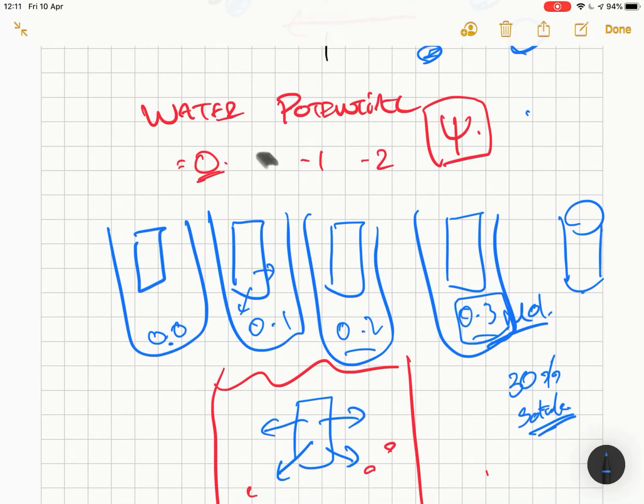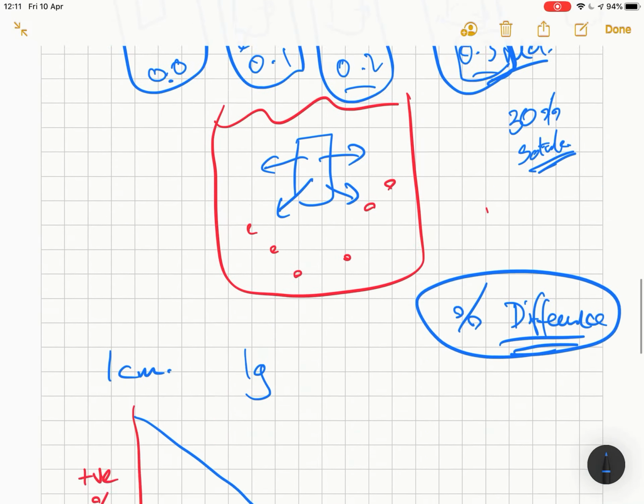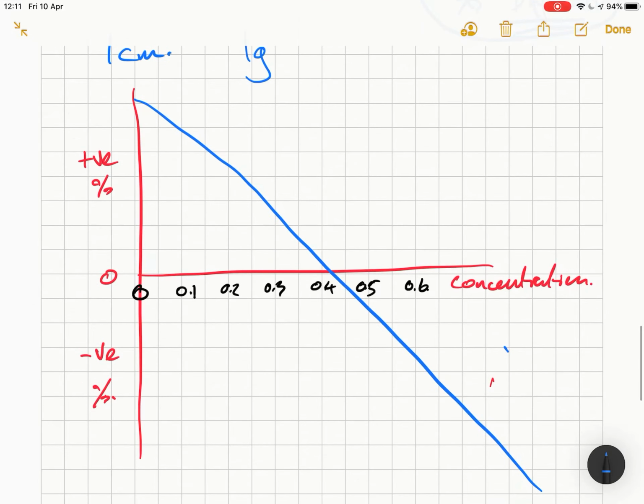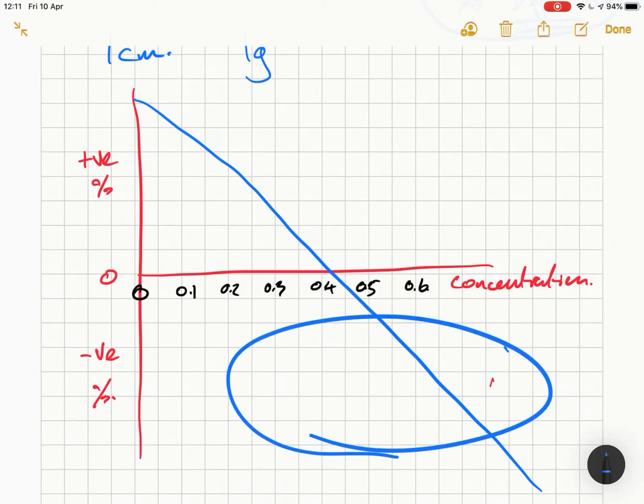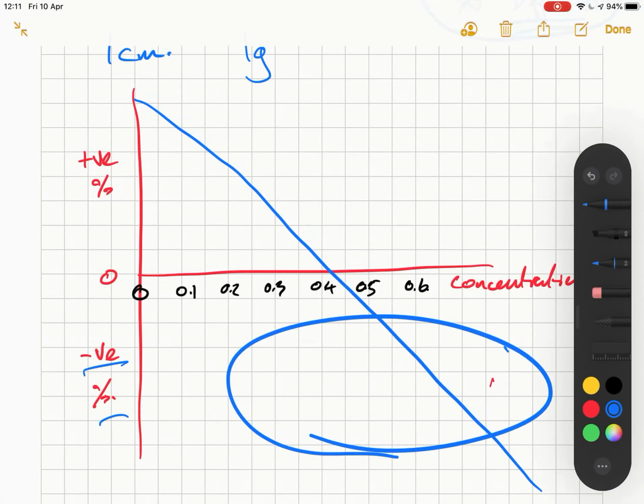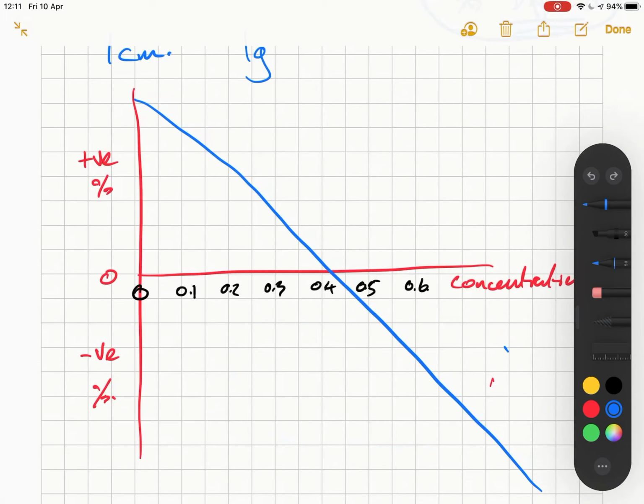So as the concentration increased, as the concentration went up, more and more water would move out of the potato because there's a bigger gradient, there's a bigger difference in concentration. So as the water moves out, there's less and less of a percentage change, there's less of an increase. Now, if we keep increasing the concentration down here, the potato actually decreases in size. There's a negative percentage change.